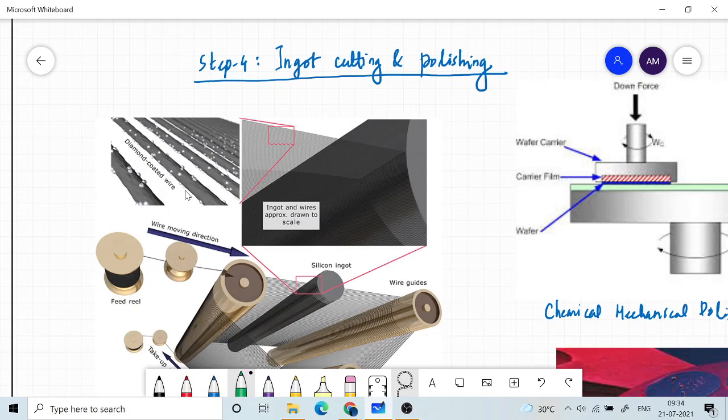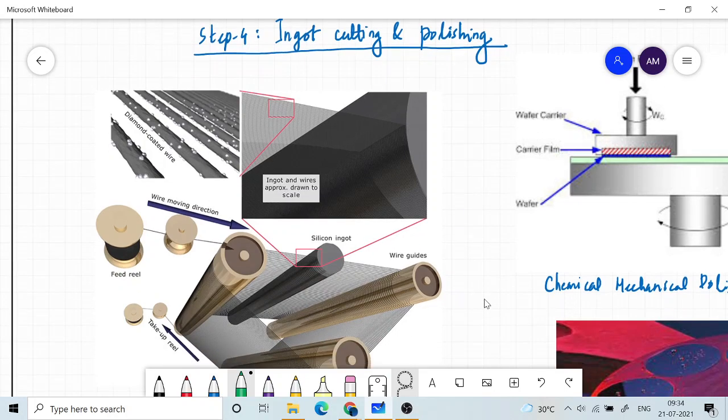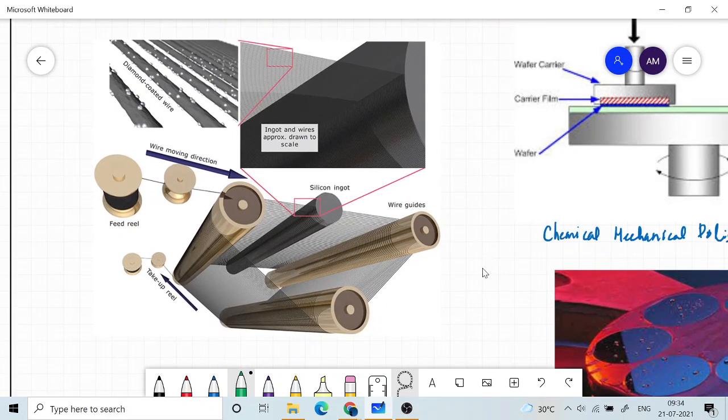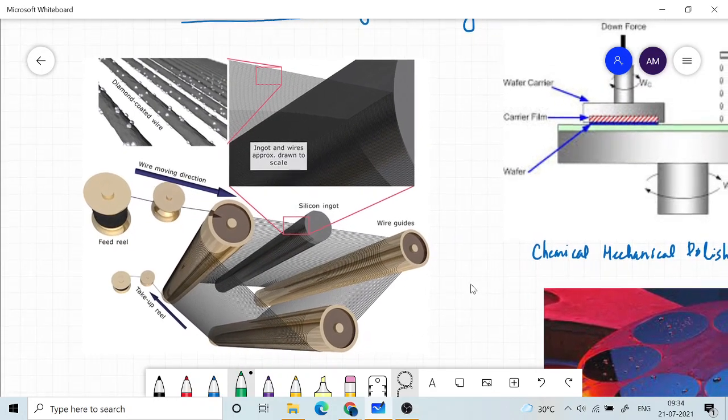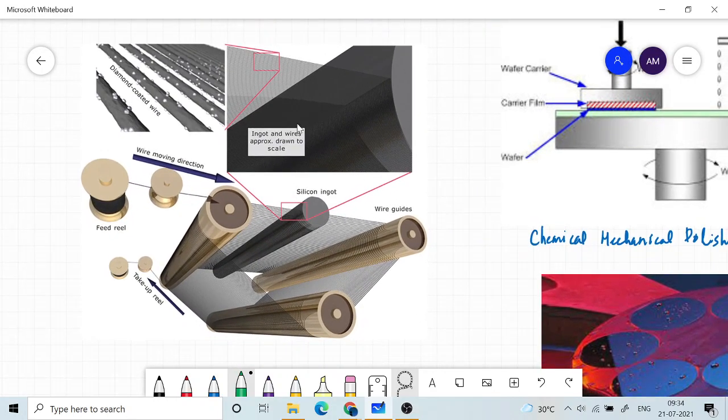maybe something like 200 micrometer or something like that. Okay, so the transistors are going to be made only on one side of the device. So another thing we need to look into here is that if the thickness finally has to be something like 700 micrometer, then we also require some polishing after this.